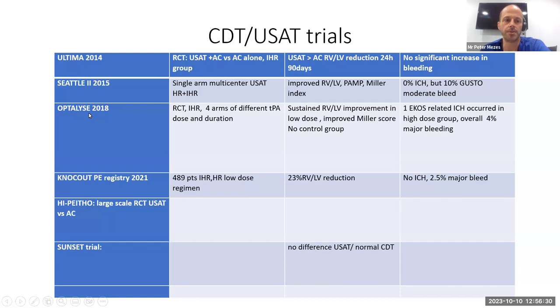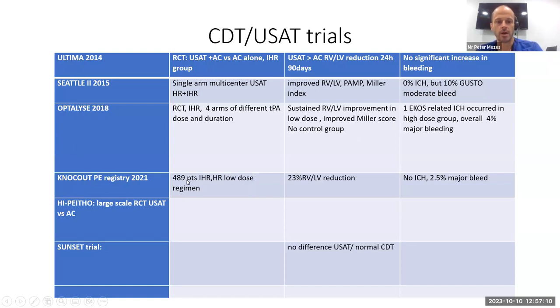So then they came up with the OPTALYSE trial, where they were trying to figure out if they could give a lesser amount of thrombolytic for a shorter duration of time, and stratified the patients into four different treatment arms. And what they found was that there was a sustained hemodynamic improvement in the patients receiving a lower dose of thrombolytics for a shorter duration. And there was only an overall 4% major bleeding in all the groups, but most of the bleeding occurred, obviously, in the higher dose arms.